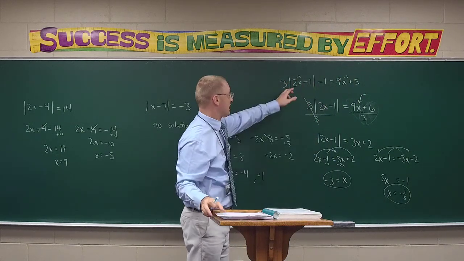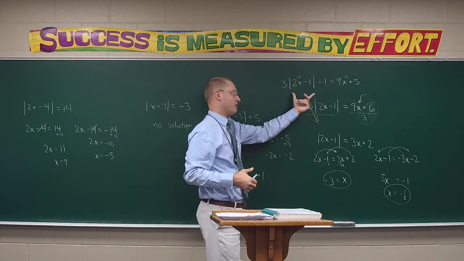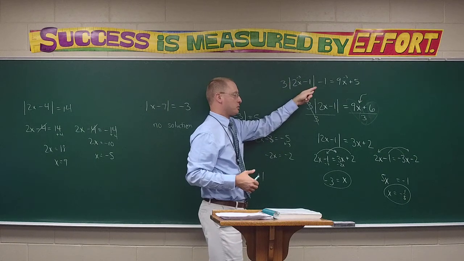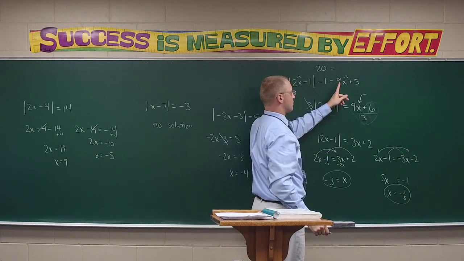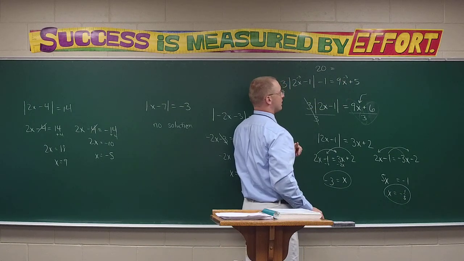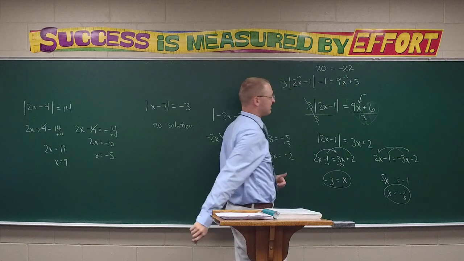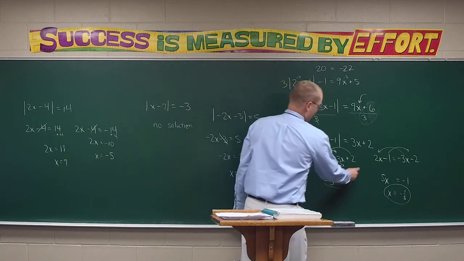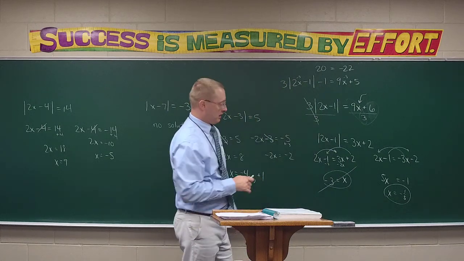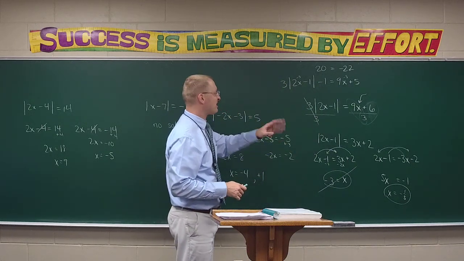Of course, 2 times -3 is -6. Minus 1 is -7. Absolute value of -7 is 7. Times 3 is 21. Minus 1 is 20. And then 9 times -3 is -27, plus 5. Did that work out, class? No. Well, that means probably the answer is -1/5, because usually you don't get both extraneous, but let's check anyway.